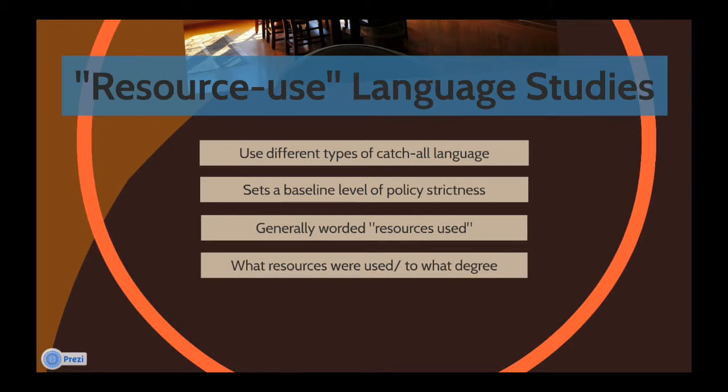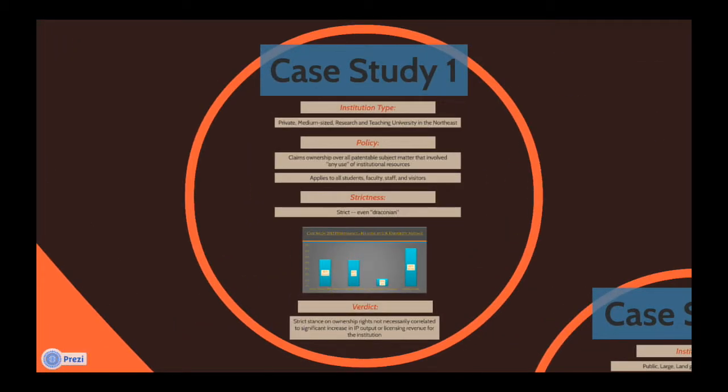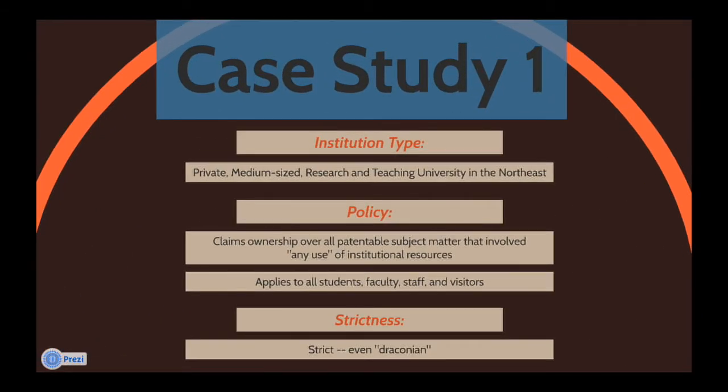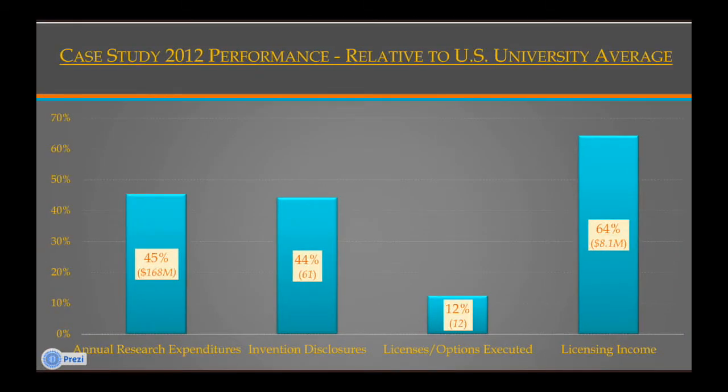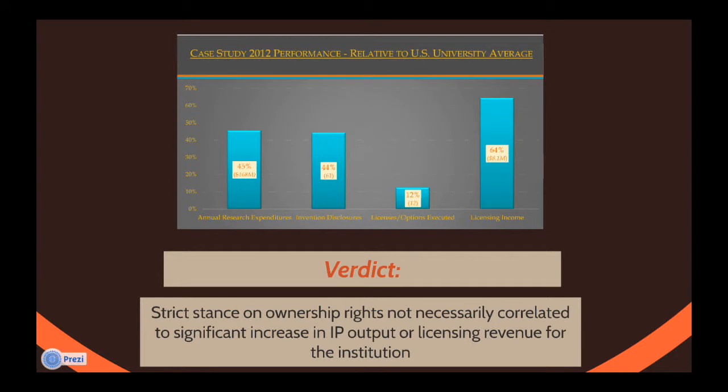Here are some case studies illustrating how variably strict these policies can be. One institution we looked at is a private, medium-sized research and teaching university in the Northeast. This university's IP policy is extremely broad and claims ownership over all inventions and supporting materials whose creation involves any use of its resources. What we'd consider to be a strict, even draconian, baseline policy. The data suggests that although this university managed to succeed in generating some additional licensing revenue, its overall IP output, as measured by invention disclosures and patents filed, was average or below average at best.